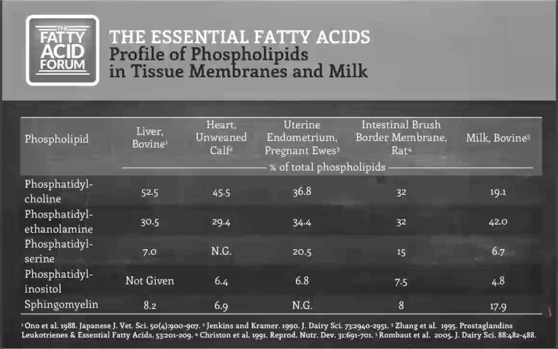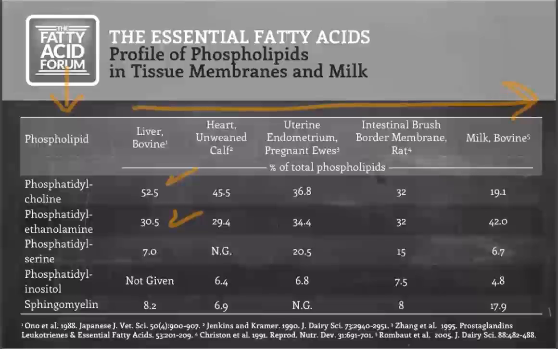Now, not only do the fatty acid profiles differ between the triglycerides and phospholipid fractions, but the concentration of the various types of phospholipids vary among tissues and milk, as illustrated in this table. The type of phospholipid is listed in the first column, and the type of tissue appears in columns across the top of the table. In bovine liver, the phosphatidylcholine was the major phospholipid at 52.5%, and second was phosphatidylethanolamine at 30.5%.